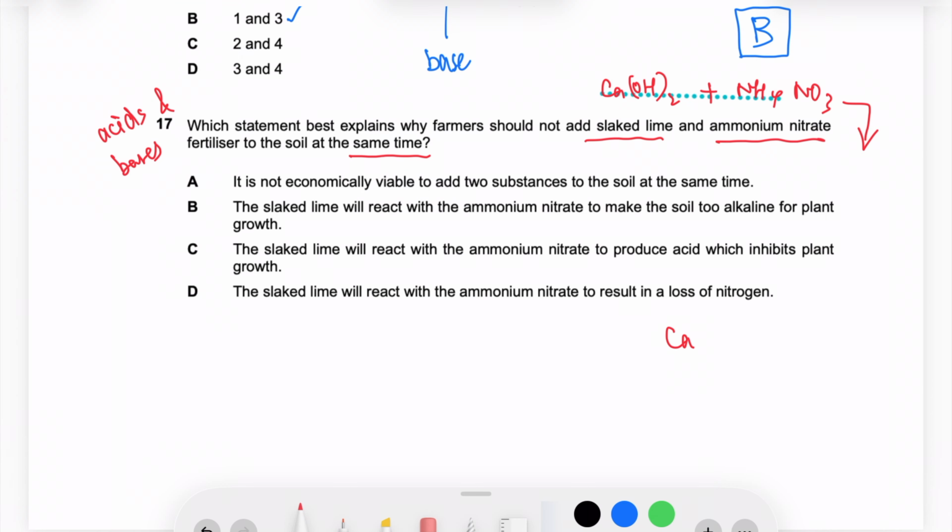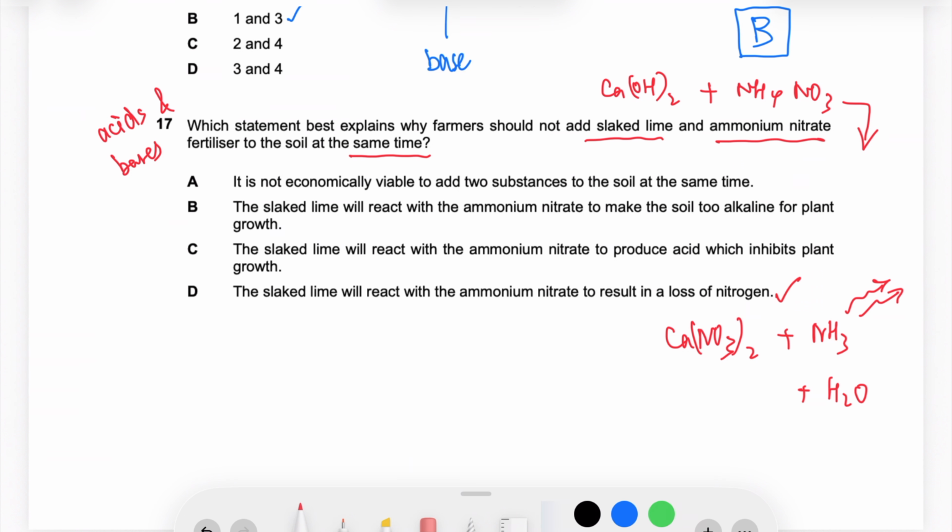Okay, they'll give you calcium nitrate plus ammonia gas plus water, and then all the ammonia gas will be produced and will escape into the air. So basically they react with each other, so you shouldn't add them at the same time. So the answer will be, yes, I think this is the best answer.